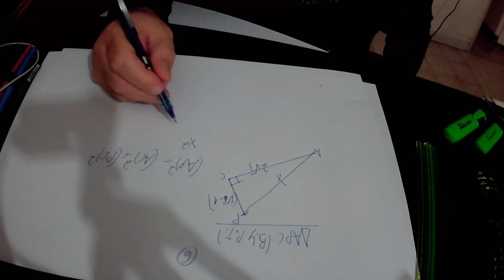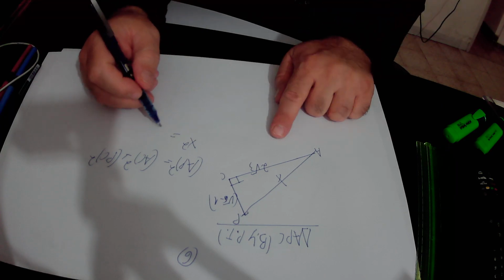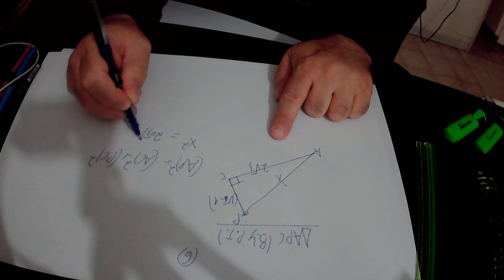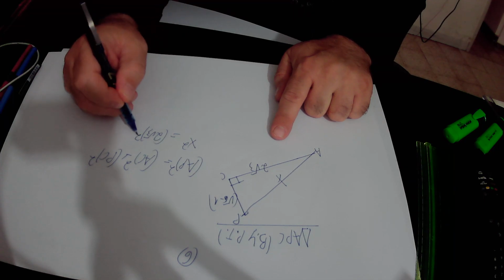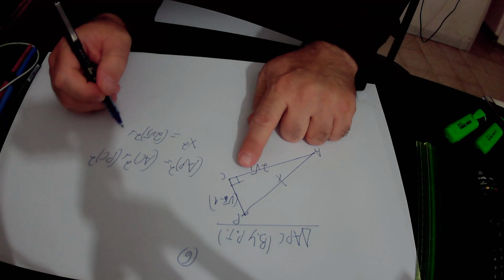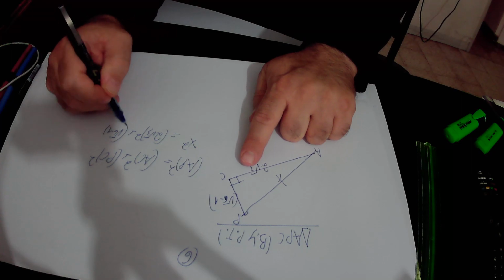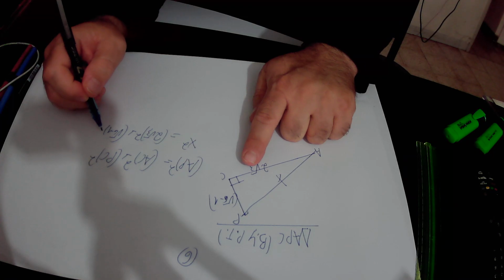So X squared equals AC squared. AC equals 2 times square root of 3 units, therefore AC squared equals (2 times square root of 3) squared, plus PC squared. PC equals the square root of 6 minus 1 unit, therefore PC squared equals (square root of 6 minus 1) squared.